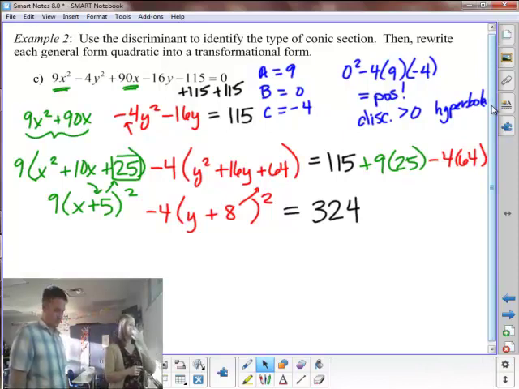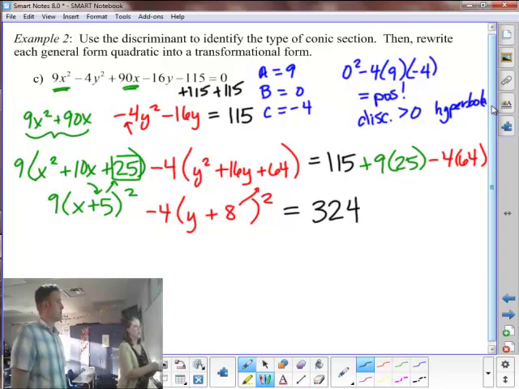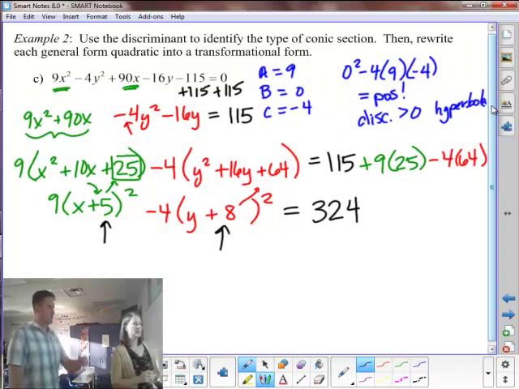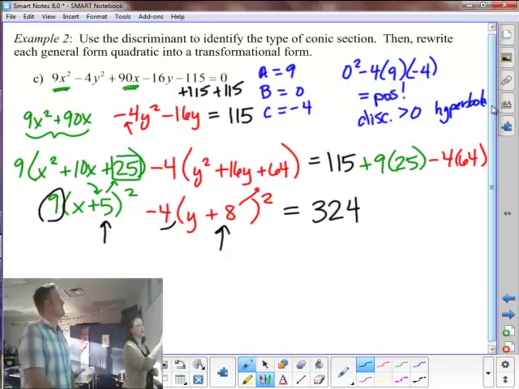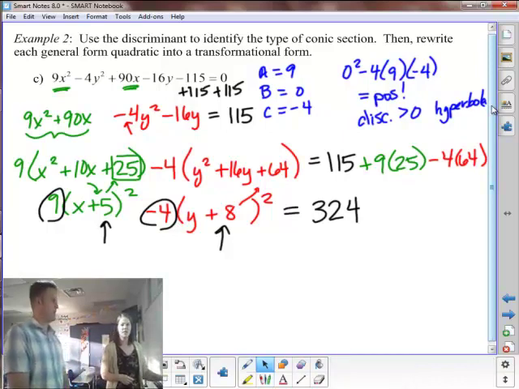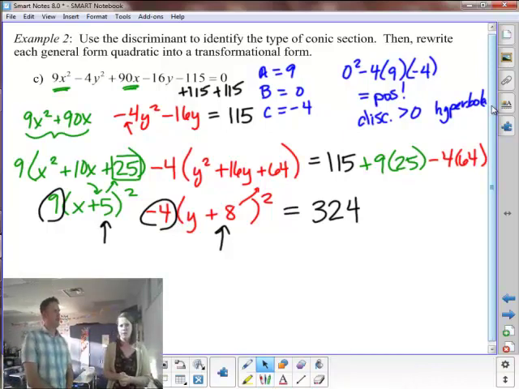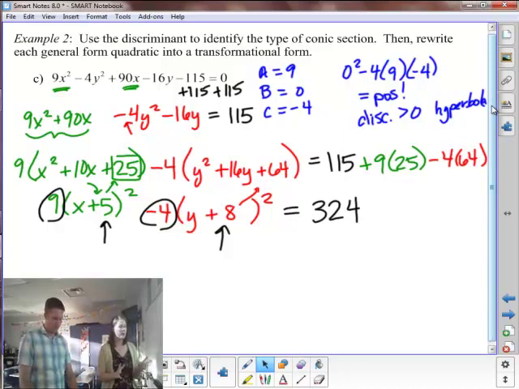Not so bad. We've got an x squared, so I can see I've got a transformation to the left 5. I've got a down 8. And then I've got some stretching and some shrinking going on here. And again, more on that another day. We're just getting the format correct right now. Sounds good. And we have a hyperbola.